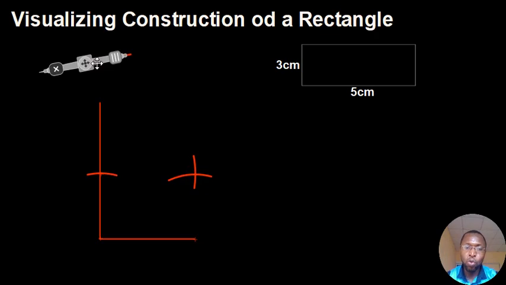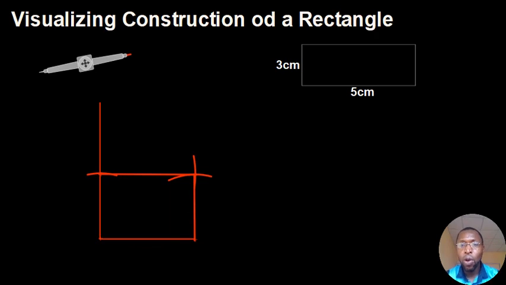All you now need to do is to join this point with this point to measure the parallel length. This is now to this point here. And then join this point with this point. So with this now, we have succeeded in constructing a rectangle of length 3 centimeters and breadth 5 centimeters.